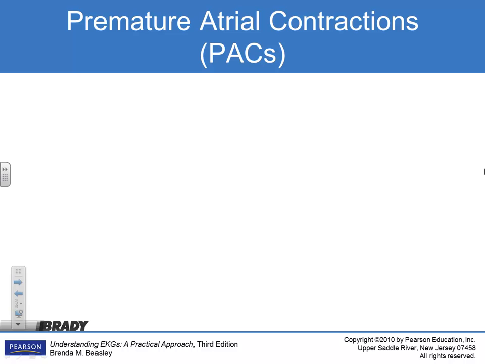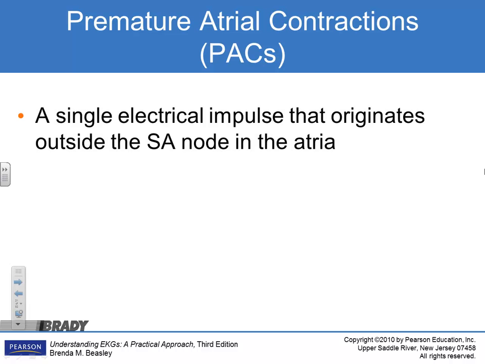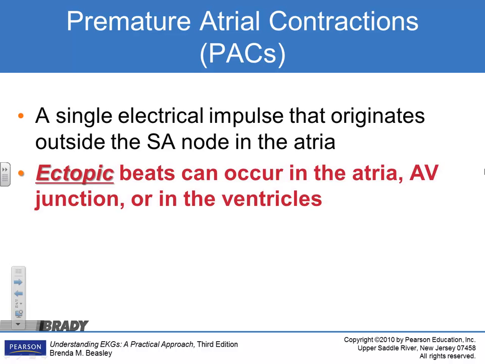All right. Premature atrial contractions, PACs, a generally innocuous little beat. It's a single electrical impulse. It originates outside of the SA node. This also is an ectopic beat. Anything that doesn't come down the normal pathway is going to be called ectopic. Now, an ectopic beat is anything that is outside of the normal node.